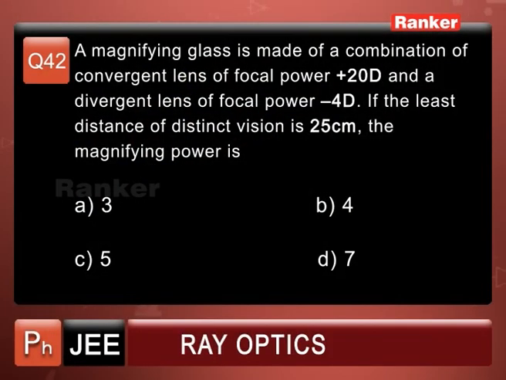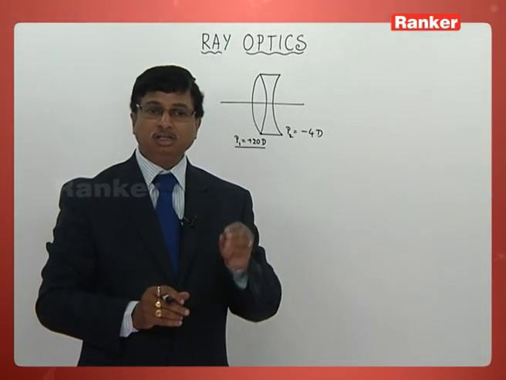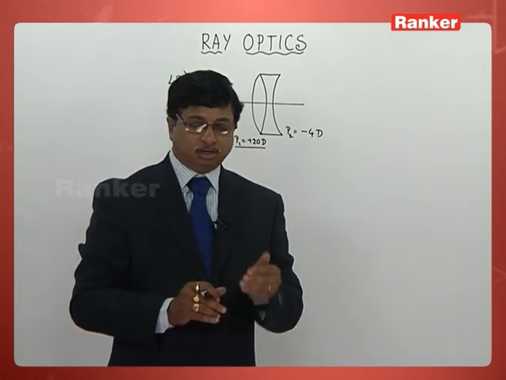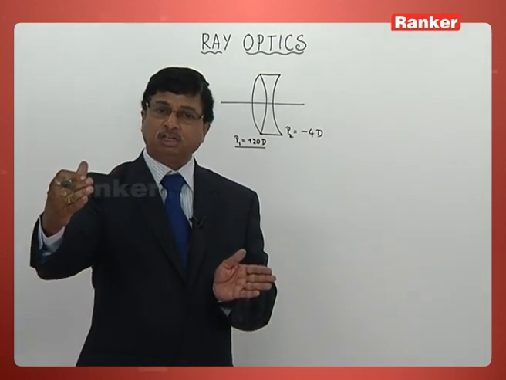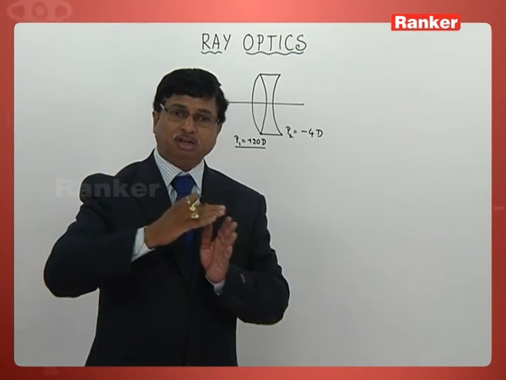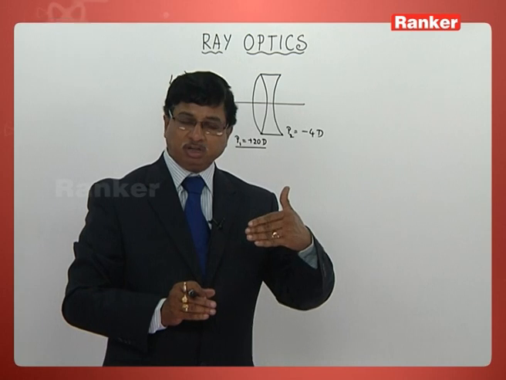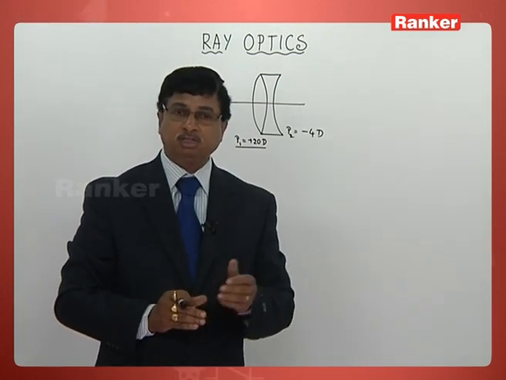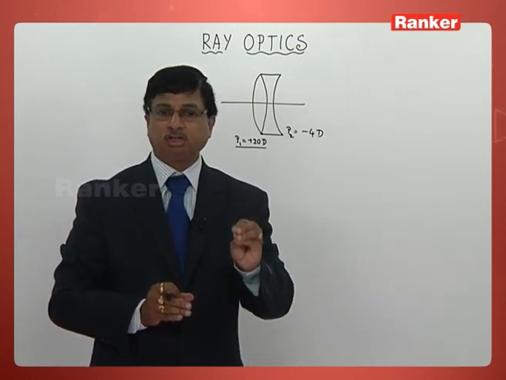If the least distance of distinct vision is 25 centimeter. The least distance of distinct vision is also called the near point of the eye. Usually for a perfect eye, the near point is 25 centimeter and the far point is infinity. So the range for a perfect human eye is from 25 centimeter to infinity. Any object that is in between these two limits, the eye would be in a position to see clearly.